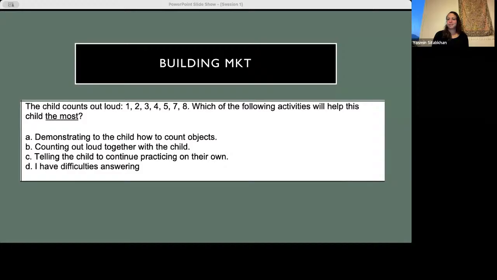I see lots of B's. I see an A. Lots of A's and B's. Nobody is telling the child to just go practice on their own, which is good, because that's probably not the best solution.